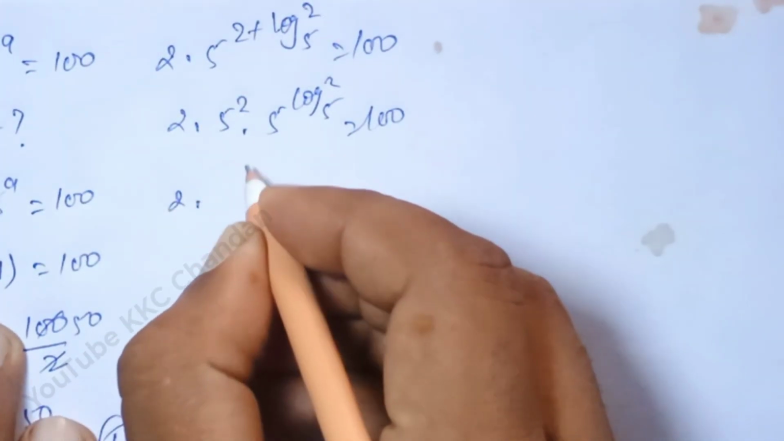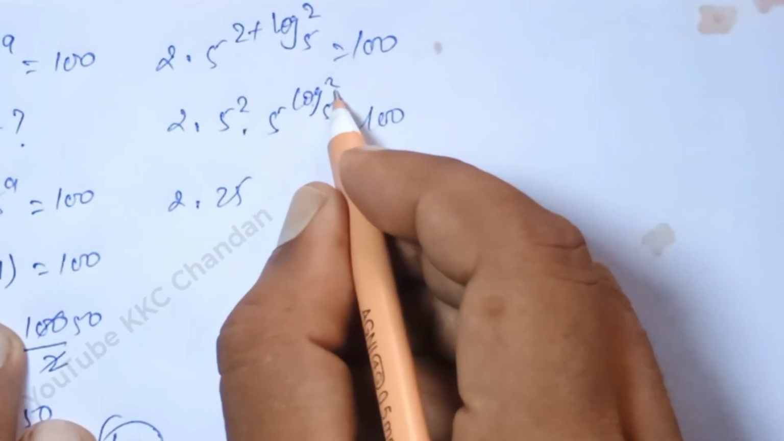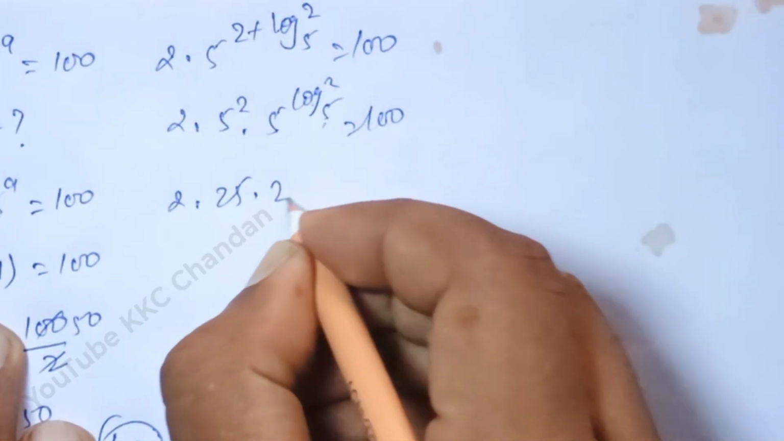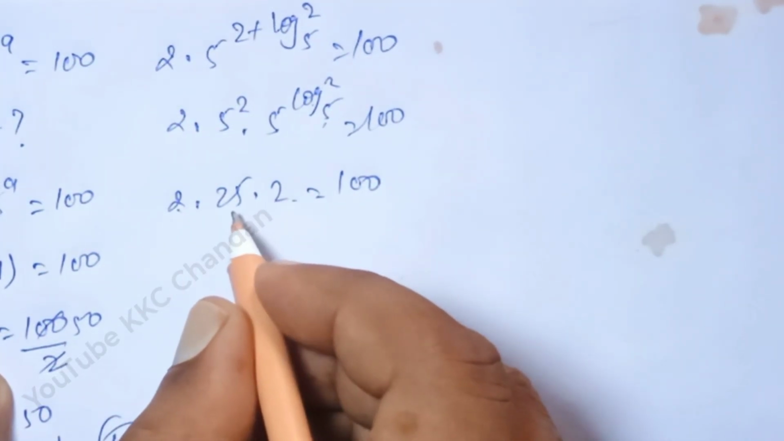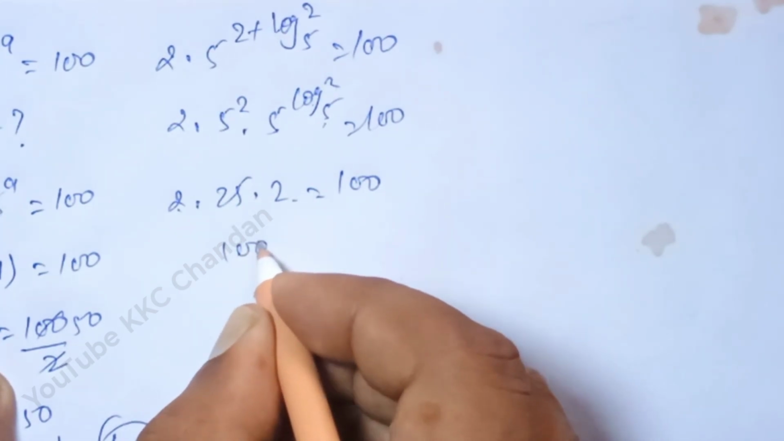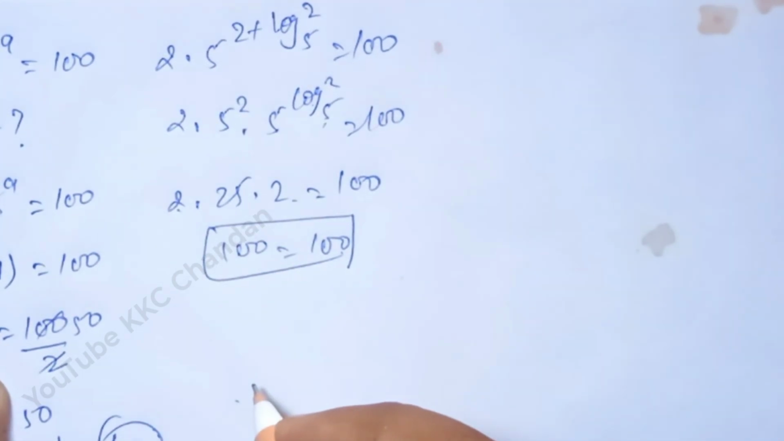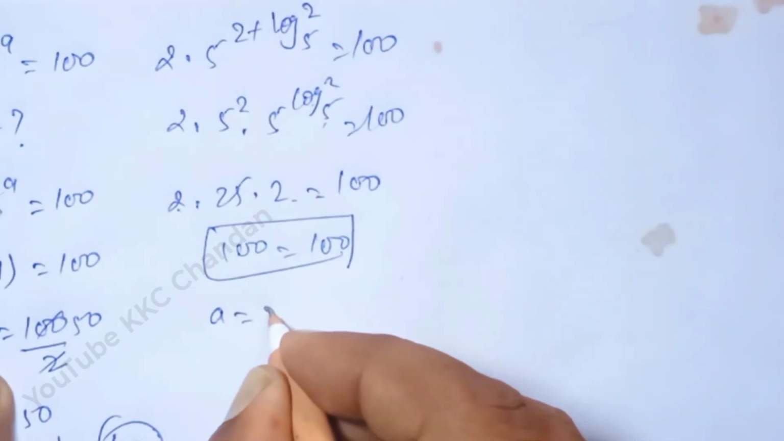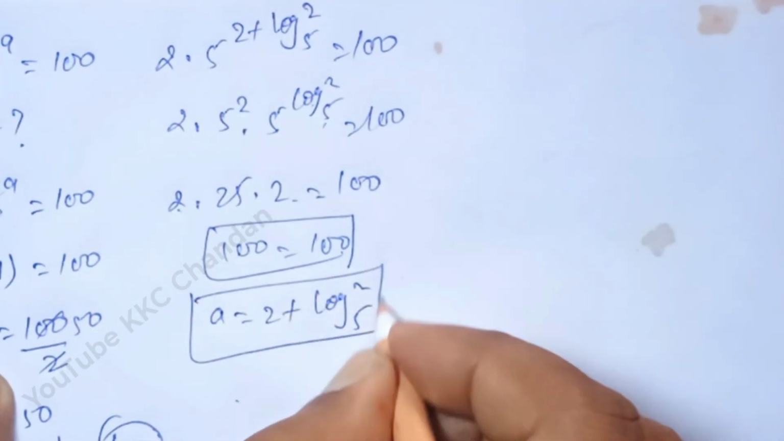See here, 2 into 5 square, that is 25. Here 5 power log 2 base 5 means 2, so into 2 is equal to 100. See here, 2 twos are 4. 4 into 25, that is 100, is equal to 100. See here, LHS and RHS both are equal. So the value of A equal to 2 plus log 2 base 5 is correct for this solution.